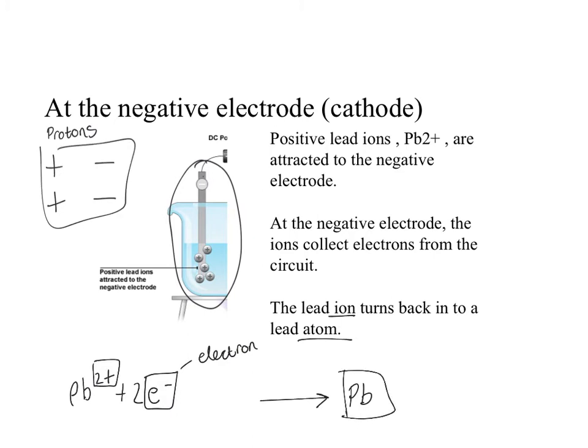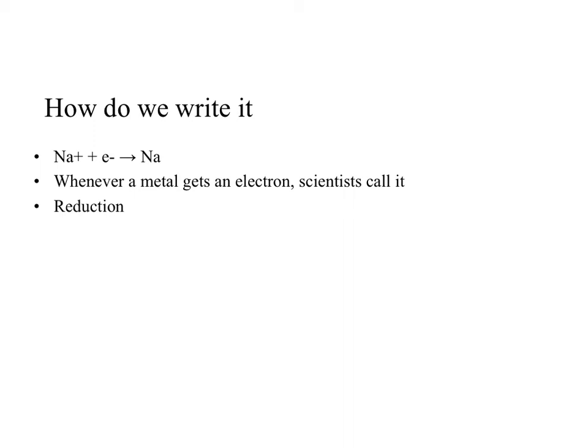Okay, but there's a nice easy way to do it. Plus 2, so it becomes plus 2, and then just the symbol for electrons. And there's just another example there. And it's gaining electrons, so we call it reduction.